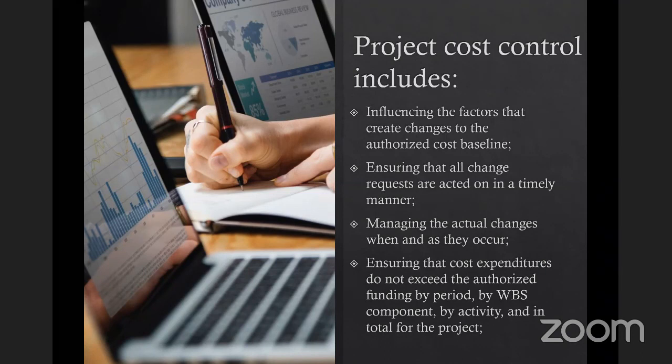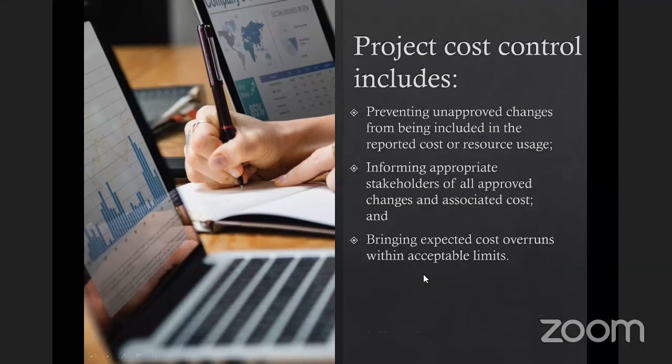Now, ensuring that all change requests are acted on in a timely manner. Otherwise, you could have cost variation. And then managing the actual changes when and as they occur. Ensuring that cost expenditures do not exceed the authorized funding by period, or by work breakdown structure component, or by activity, and in the final analysis by total for the project. Preventing unapproved changes from being included in the reported cost or resource usage. Informing appropriate stakeholders of all approved changes and associated costs, and bringing expected cost overruns within acceptable limits.